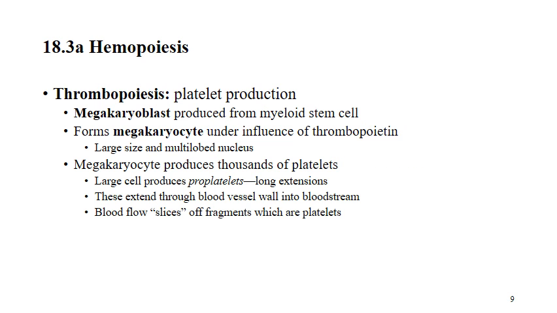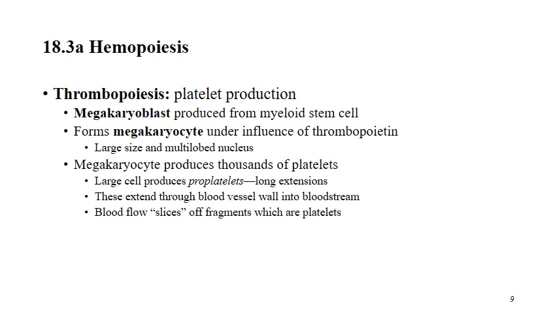So next we have thrombopoiesis, which is just platelet production. We have these cells called megakaryoblasts, which are produced from the myeloid stem cell. They're going to form a megakaryocyte under the influence of thrombopoietin, and it has a pretty large size and a multi-lobed nucleus. The megakaryocyte produces thousands of platelets, and so these large cells are going to produce proplatelets, or long extensions from themselves, and they extend through blood vessel walls into the bloodstream.